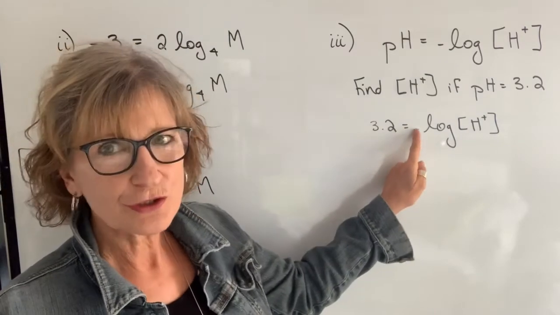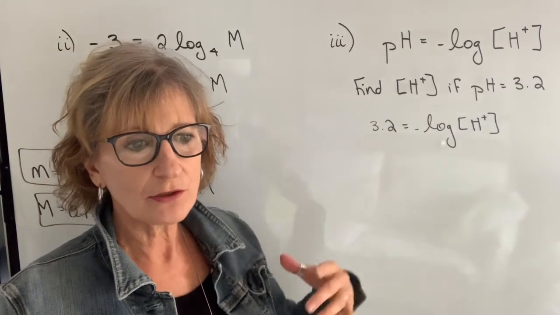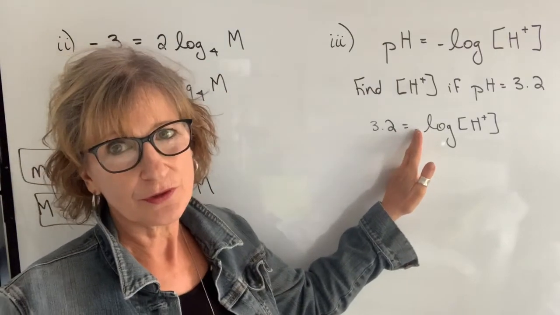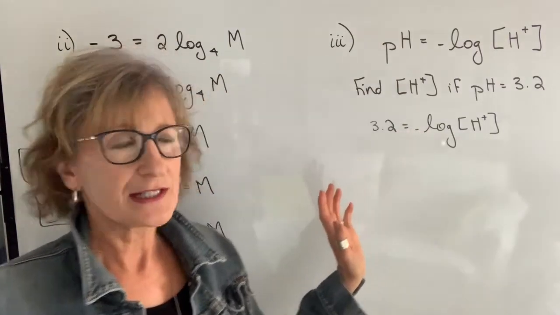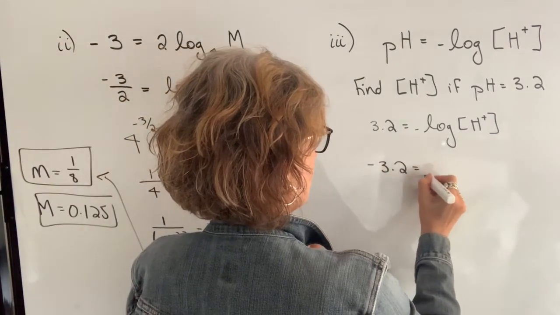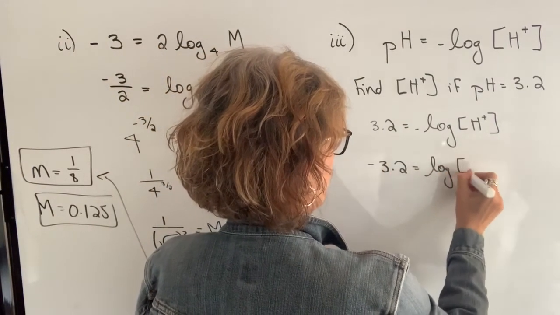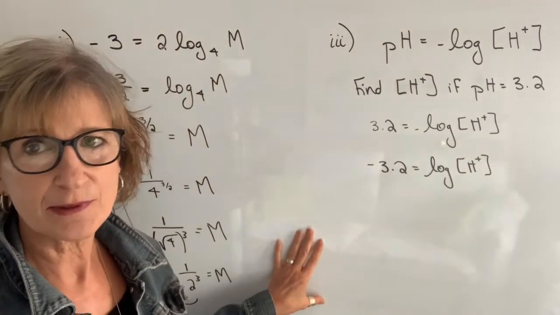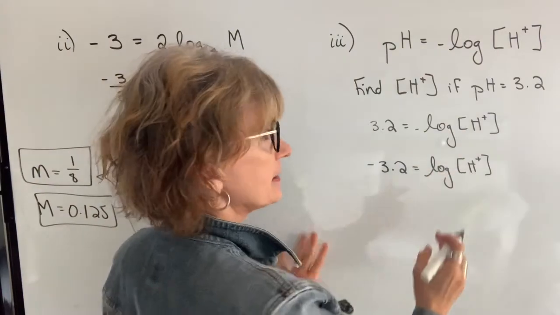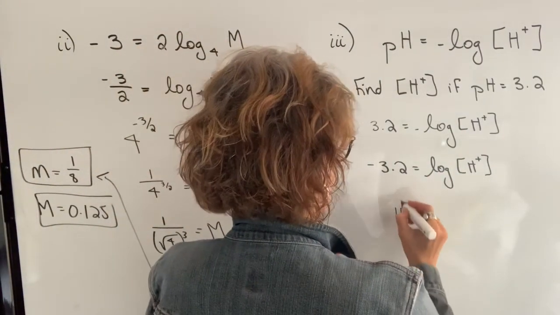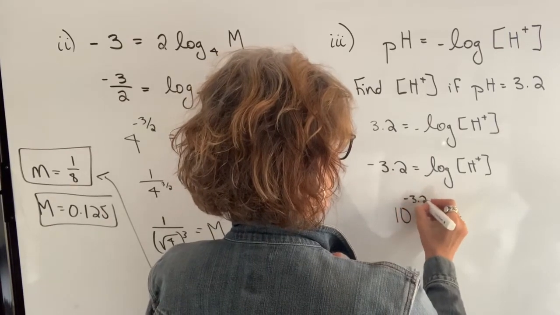Again, we have a coefficient here. We don't want to have that coefficient. We cannot go into log notation if there's any coefficient here other than 1. So I'm going to multiply both sides by negative 1. So we're going to get negative 3.2 equals the log of the concentration of hydrogen ions. Now I can go into exponential notation. There's no base stated, so we know that means base 10. My exponent is negative 3.2.